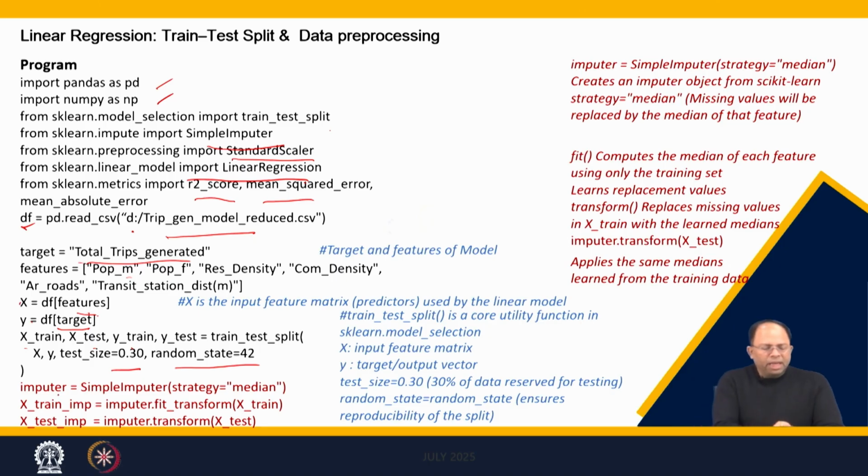Then we are using an imputer, SimpleImputer, with the strategy as median. What it does is it takes all the values of X train and sees if something is missing, then it transforms it by putting in the median, right? Because that's the strategy we are using. Same goes for X test as well. So for both X train and X test, we are replacing the empty values with their median values.